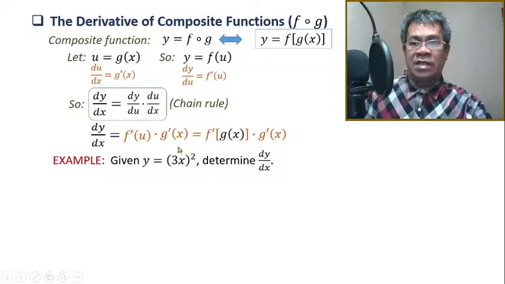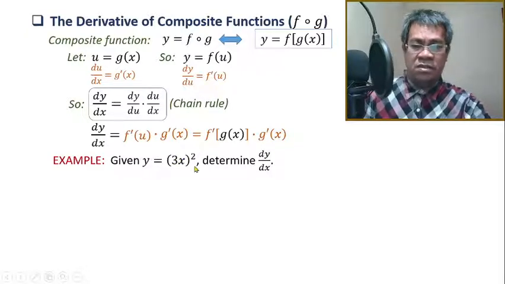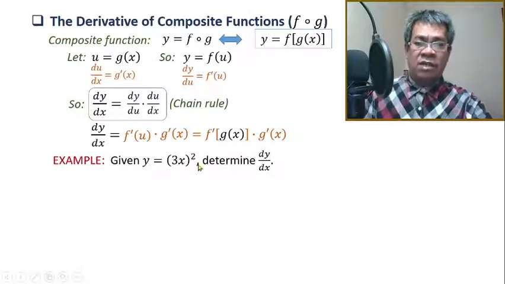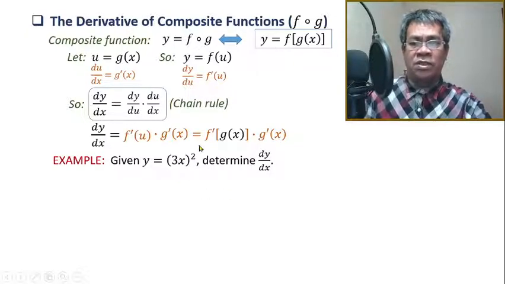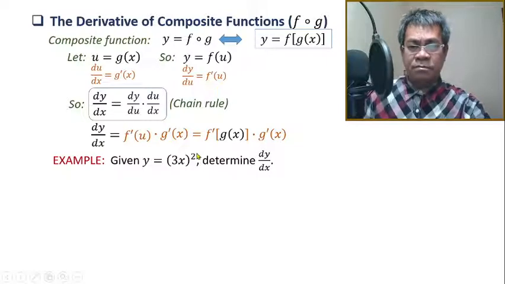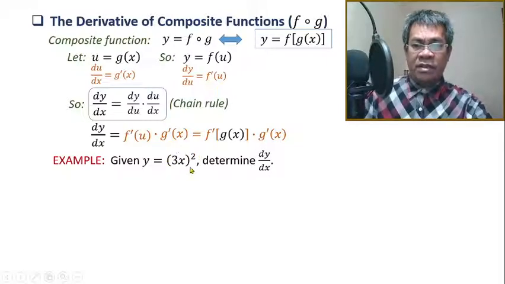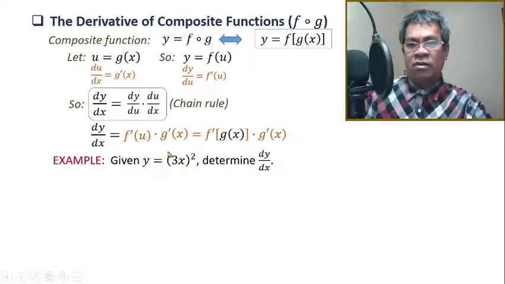We will interpret this as a composite to find the derivative. Actually, we can expand this one, it becomes 9x squared, then the answer can be easily obtained. But for the sake of example, we will consider this as a composite. Why? Because f of x is a g function of x, meaning the g function of x here is 3x, the internal component of the function.